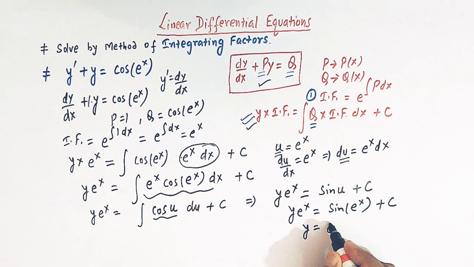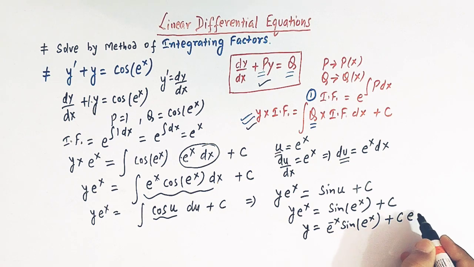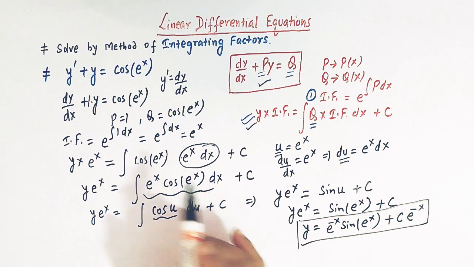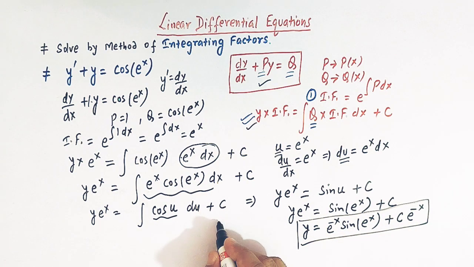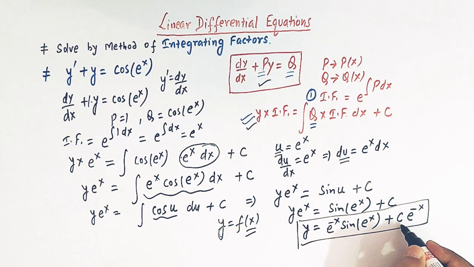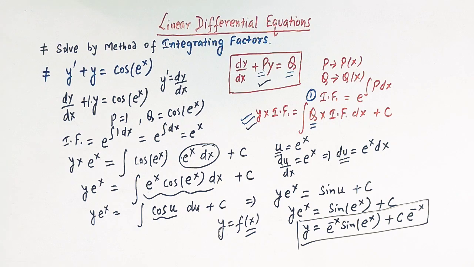So we can now write y equals e raised to minus x sine e raised to x plus c times e raised to minus x, right? So this is the required general solution of this differential equation, which is again of this form: y is equal to f of x, and c is the constant of integration. So this is the general solution of this differential equation.